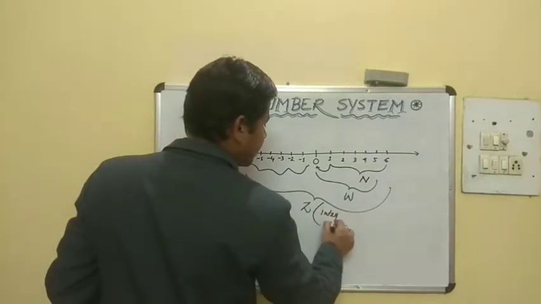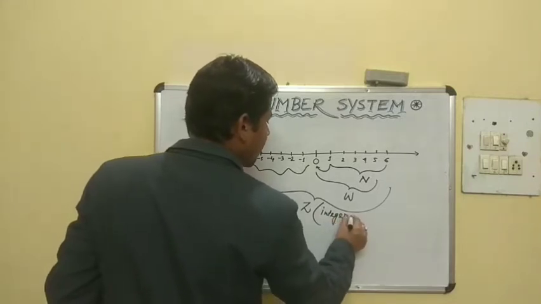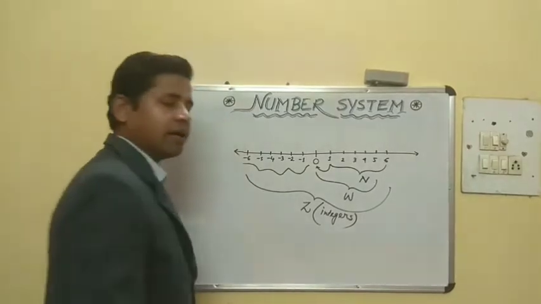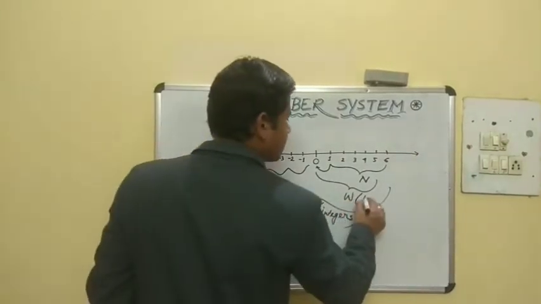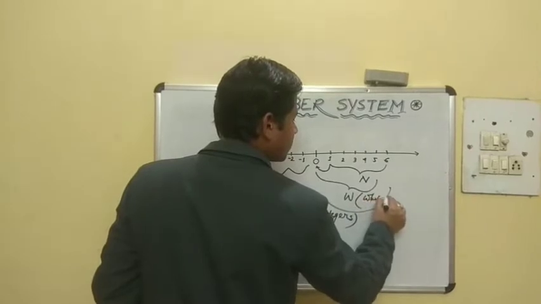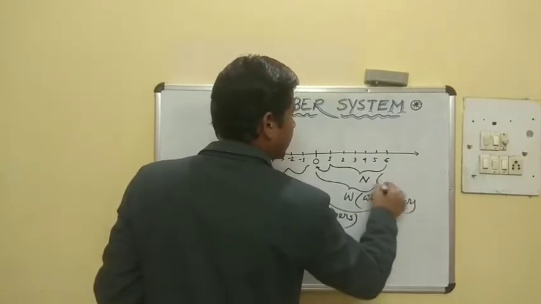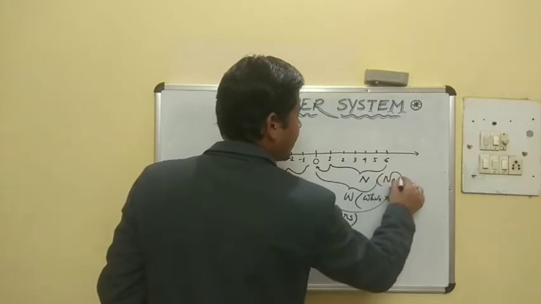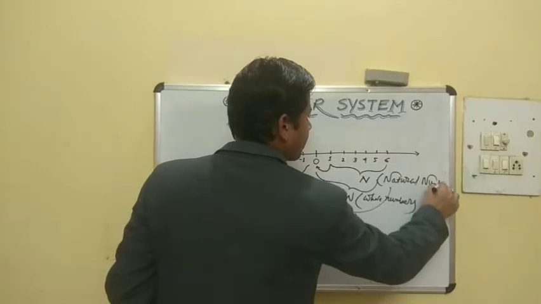So these are the basic or primary ideas which we have learned in previous classes, and this is the whole numbers, and this is for natural numbers.